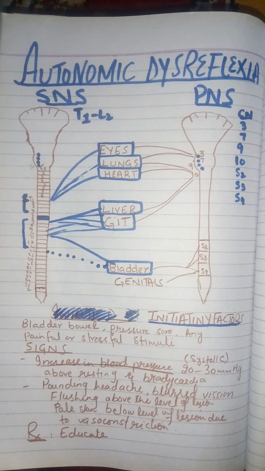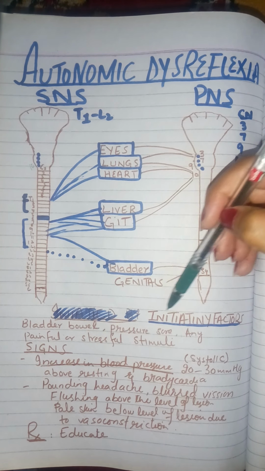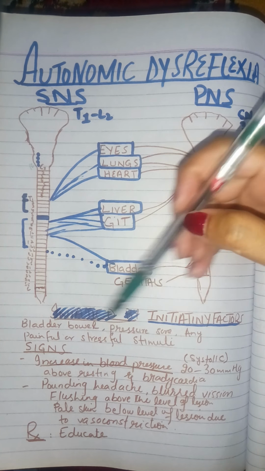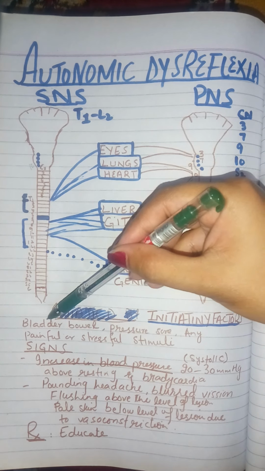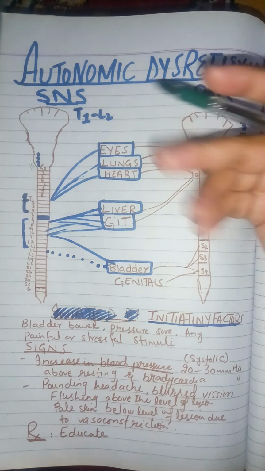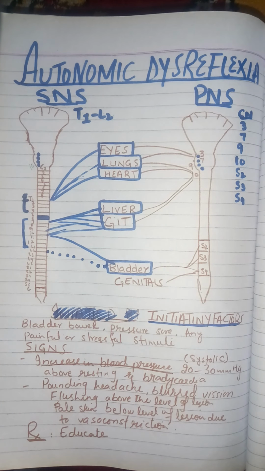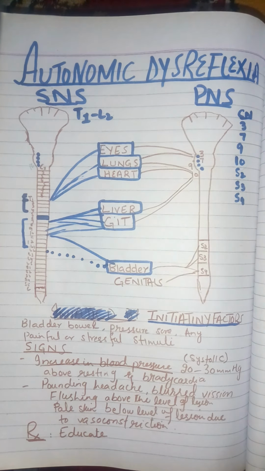Now, why does this happen and how does it happen? The main initiating factor for starting this phenomenon is the bladder and anything that irritates the body or puts the body in stress, like a painful situation. In the case of a spinal cord injury patient, there can be bladder and bowel distension, irritation, presence of any kidney stone, pressure sores, or any electrical stimulation, or any other thing.